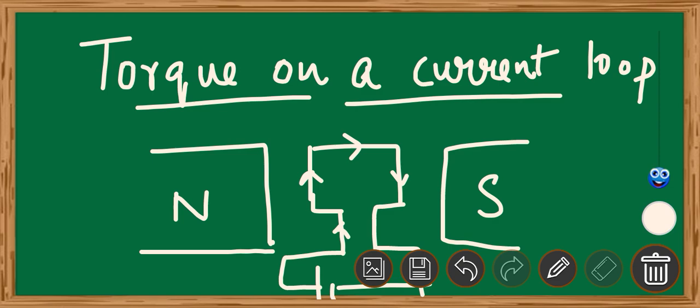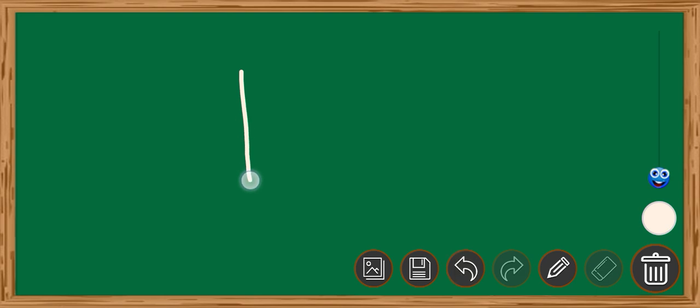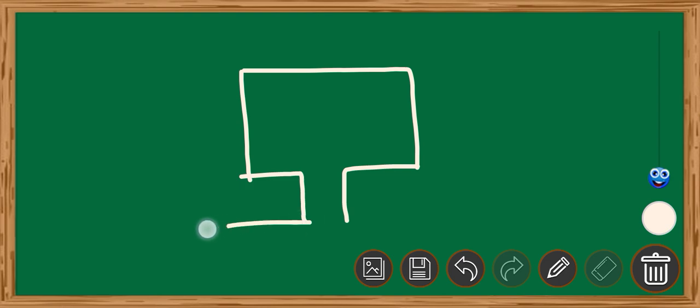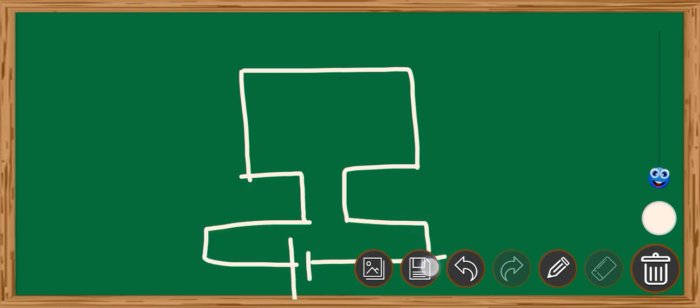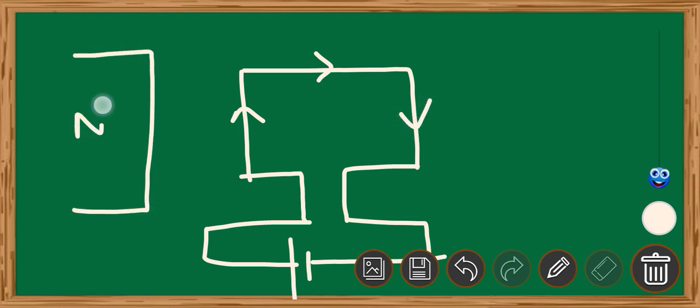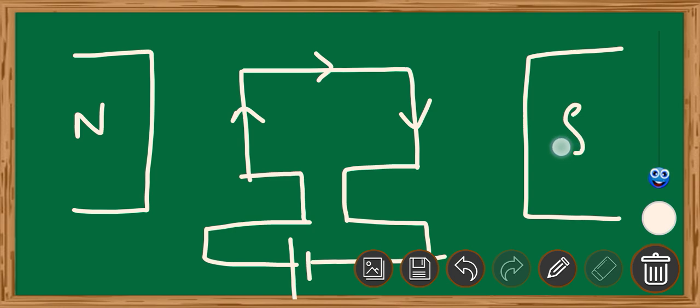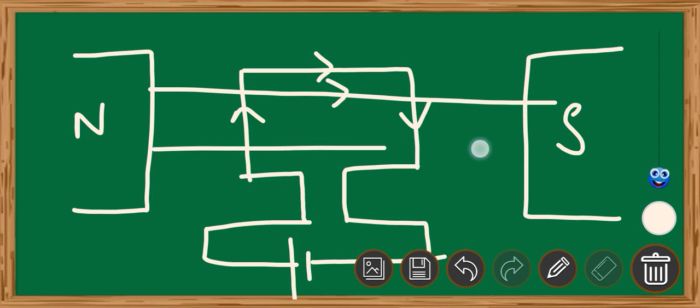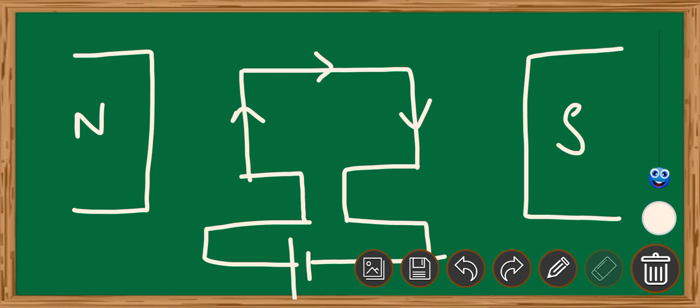So this is that current carrying loop. I am drawing it along, and we are passing current to it. Here we have north and south poles. In between the north and south pole, there will definitely be magnetic field lines. I am naming this loop A, B, C, D.